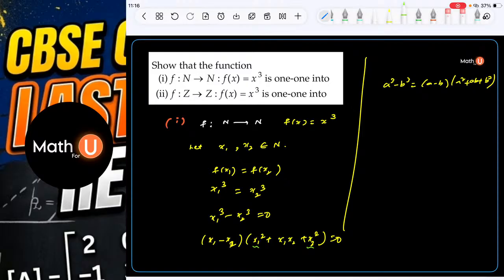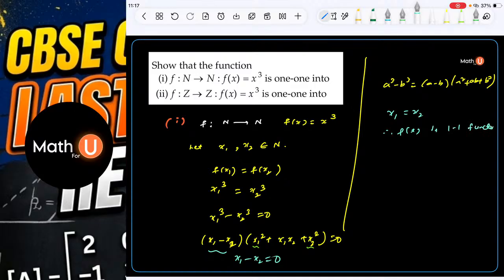Okay, here in this question, x1, x2 belong to natural numbers. This is positive because of square, this is also positive, this product is also positive. Sum of positive numbers never equals 0. That's why this is equal to 0 only when x1 is equal to x2, therefore f of x is a 1-to-1 function.